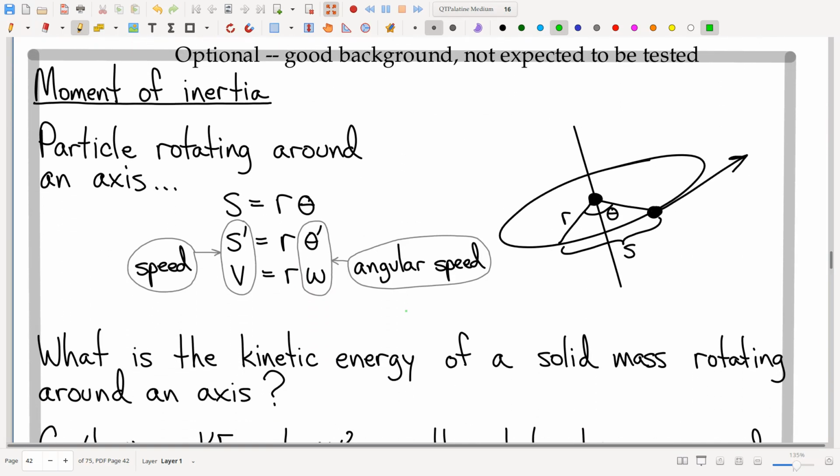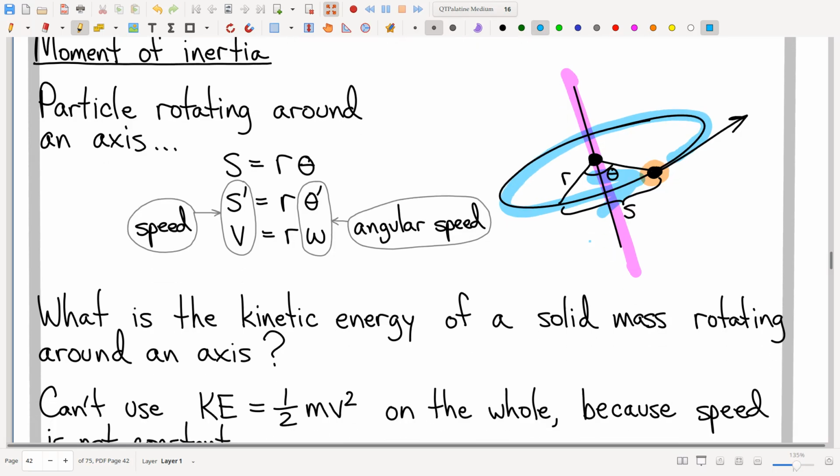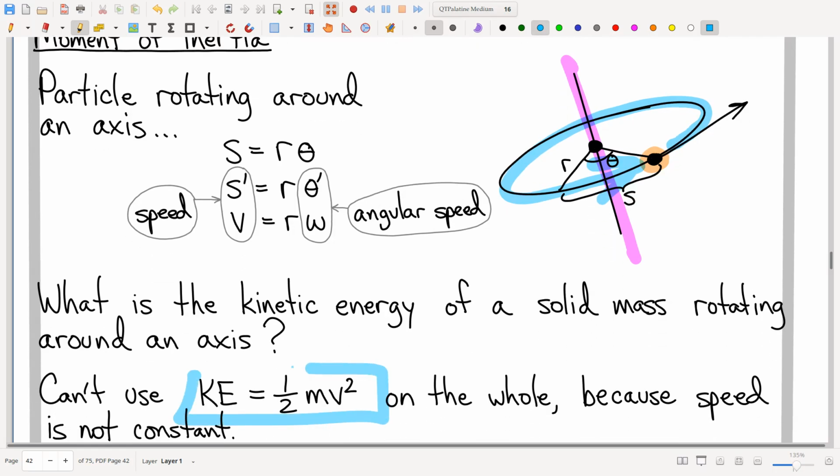Okay, moment of inertia, neat physics idea. This isn't a physics class, so I'm not going to spend too terribly much time on this. The big idea, though, is that if you have an axis and if you have a piece of mass, and if that piece of mass is rotating around the axis, and you want to talk about kinetic energy, no problem. Kinetic energy, 1/2 mv squared, old news.